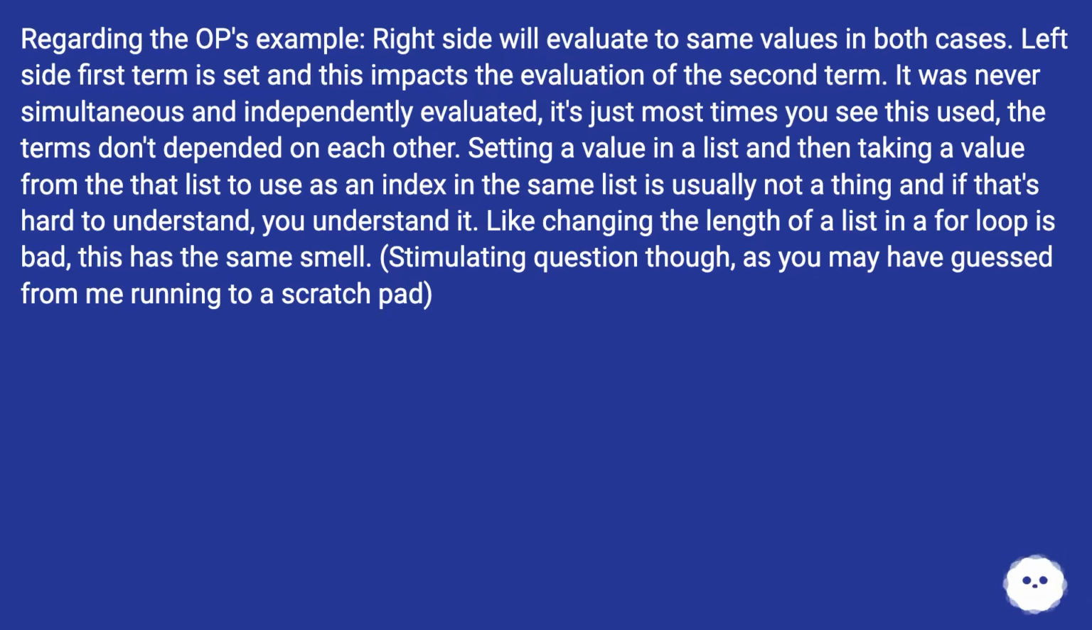It was never simultaneous and independently evaluated, it's just that most times you see this used, the terms don't depend on each other. Setting a value in a list and then taking a value from that list to use as an index in the same list is usually not a thing, and if that's hard to understand, think of it like changing the length of a list in a for loop is bad; this has the same smell. Stimulating question though, as you may have guessed from me running to a scratch pad.